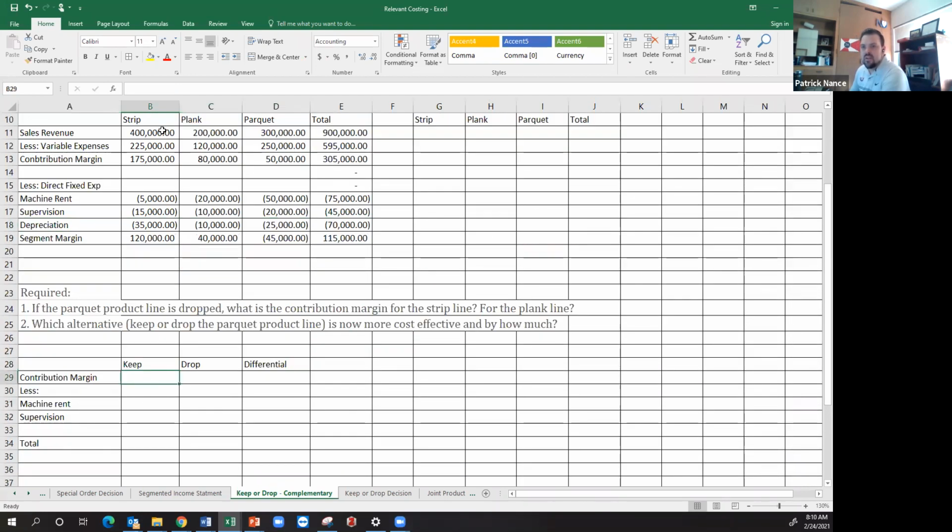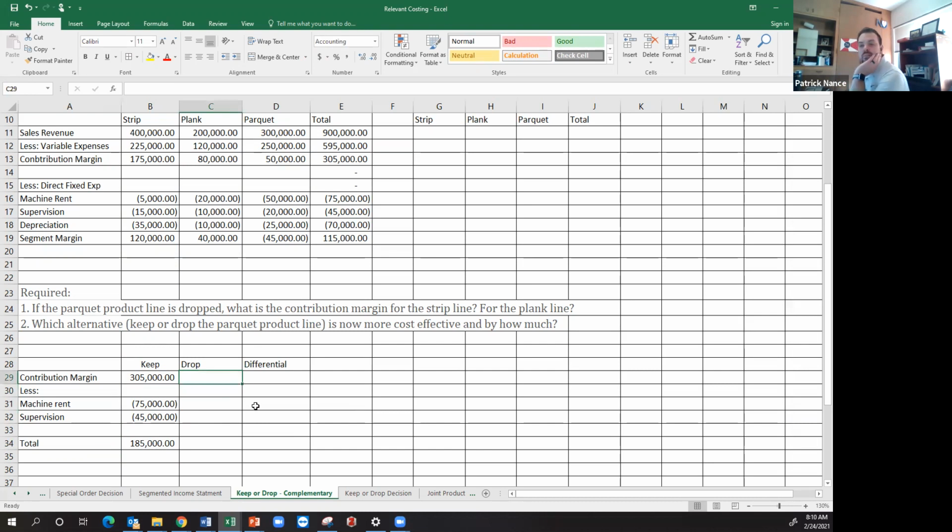Rather than starting with the revenues and the variable expenses, I can do that if I want to, but since it stays the same, it's easier to come down and just start with my contribution margin. So if I keep all of my lines, my contribution margin is going to be the same as it was before. It's 305,000, and this is all given information. My machine rent is going to be the same as before, 75,000, and my supervision is going to be the same as before, 45,000. So my total relevant cost is... 185 is my total operating income when I take relevant revenues and relevant costs into account.